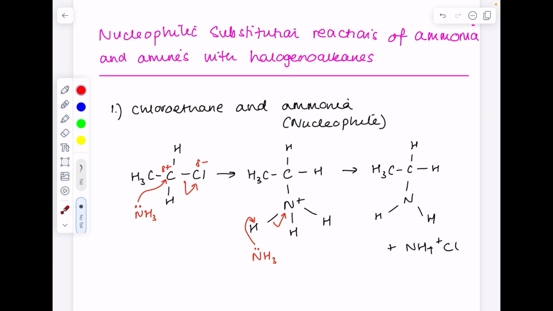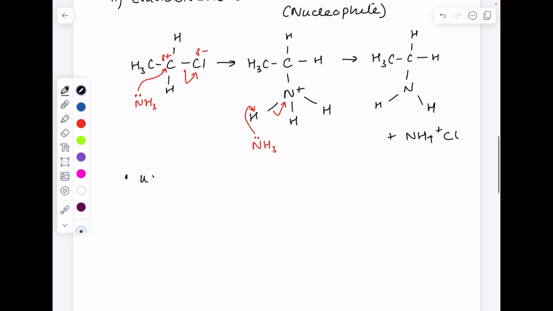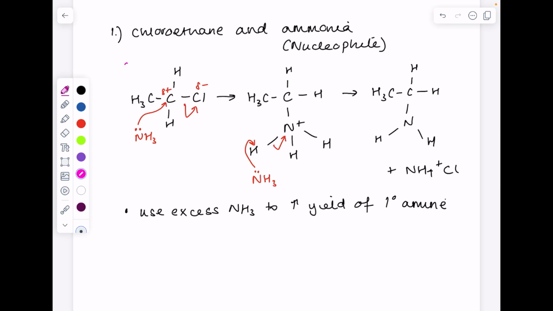Now remember what I was saying is that this product here, which is ethylamine, can act as a nucleophile too due to the lone pair on this nitrogen. So to make sure that we are making as much primary amine as possible, as opposed to that primary amine getting involved in further reactions, what you want to do is use excess ammonia, to increase the yield of that primary amine. Let's name some things. So that's obviously chloroethane. This is ethylamine.